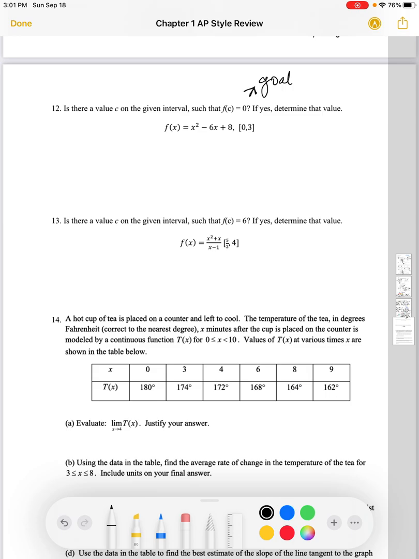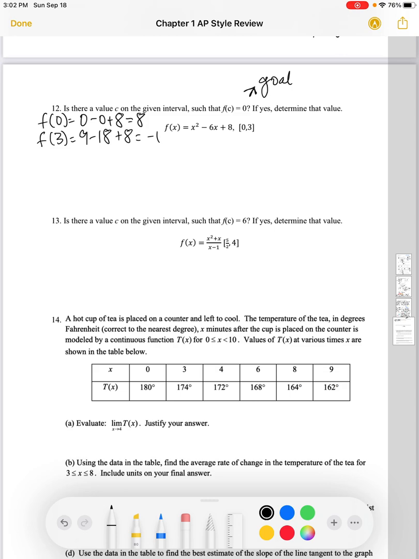So the first thing we've got to do is check whether f of x is going to be continuous. And in this case, it is, because there's no fraction and it's not a piecewise function. So the first thing I'm going to do is plug in 0. When I do that, I'm going to get 0 minus 0 plus 8. And then I'm going to plug in 3, and I'm going to get 9 minus 18 plus 8 to give me an answer of -1.